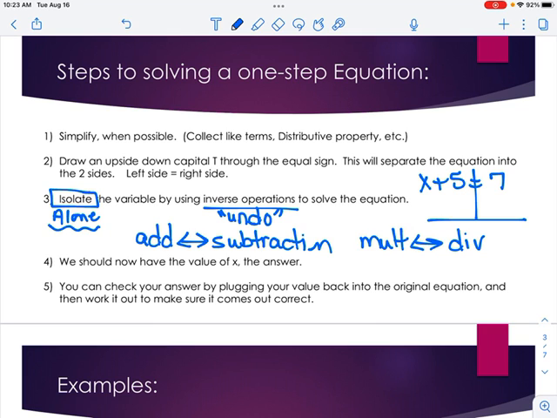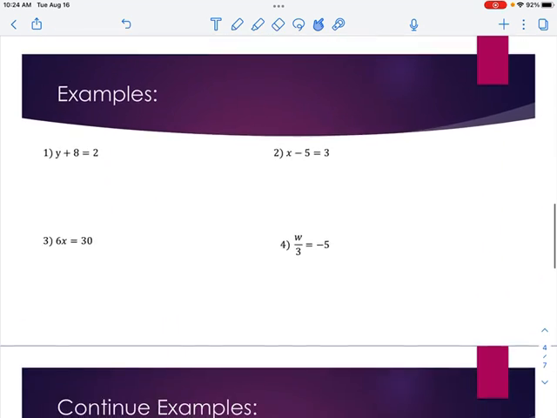And we're going to get rid of the values by the variable. We're going to get those away. And we're going to be left with the variable completely by itself on a side. Now, once we've done step 3 correctly, we should now have the value of x, the answer. And once we have the answer, we can always check it by plugging your value back into the original equation and then using your order of operation skills, plug it in and work it out to make sure that answer is correct. So let's give it a shot.